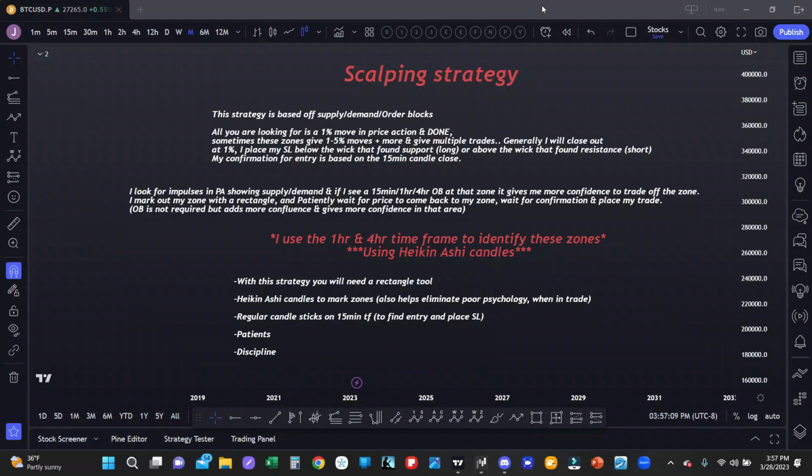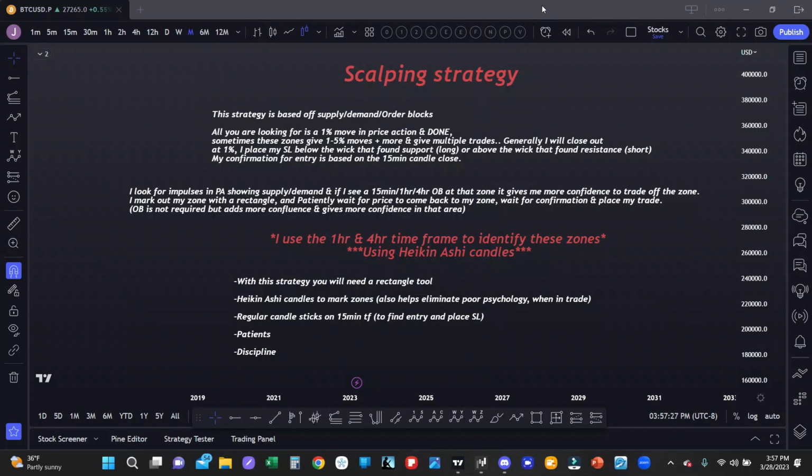Okay, what's up, guys? Today I'm going to be sharing a scalping strategy with you all. One that I use very often, one that's very profitable and consistent in the markets. You can use these setups in crypto, forex, stock market, and you'll find that they work very well.